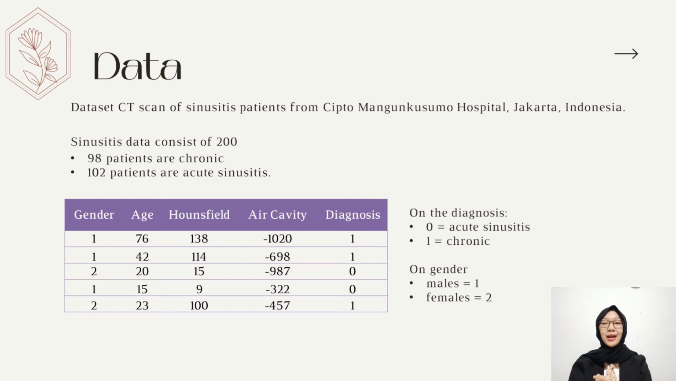In this paper, the authors use a dataset of CT scans of sinusitis patients from Cipto Mangunkusumo Hospital, Jakarta, Indonesia. Sinusitis data consists of 200 data, where 98 patients are chronic and 102 patients are acute sinusitis. We can see in the table, there are 4 features, such as gender, males represented by 1 and females represented by 2, Hounsfield or density of the tissue, air cavity, and diagnosis. 0 is defined for acute sinusitis and 1 is defined for chronic sinusitis.